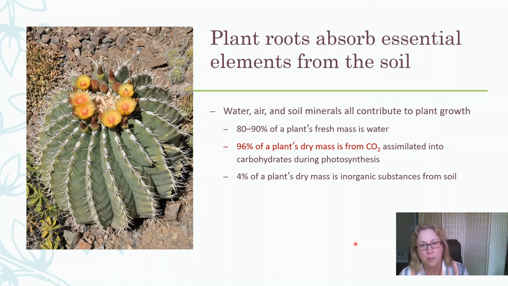The rest, 4% of a plant's dry mass, are the things that they can't get from carbon dioxide and from the air. These are things that they need in the soil. These are the limited nutrients, the essential nutrients that they need in the soil. And you'll notice some of the ones that plants need, we also need.